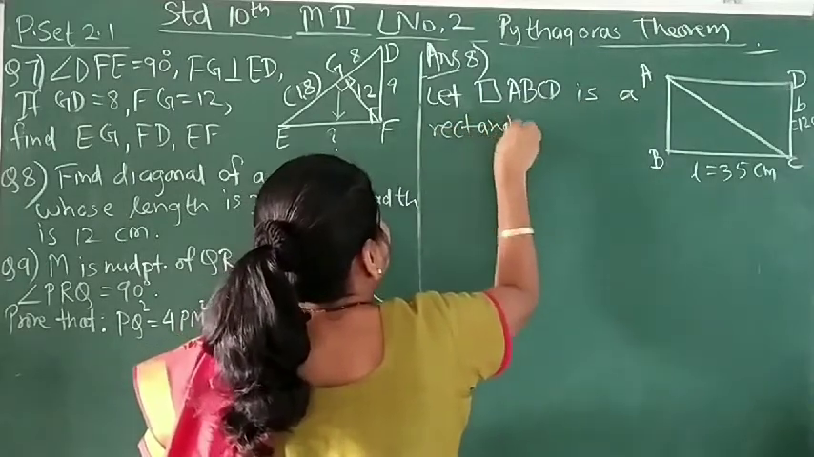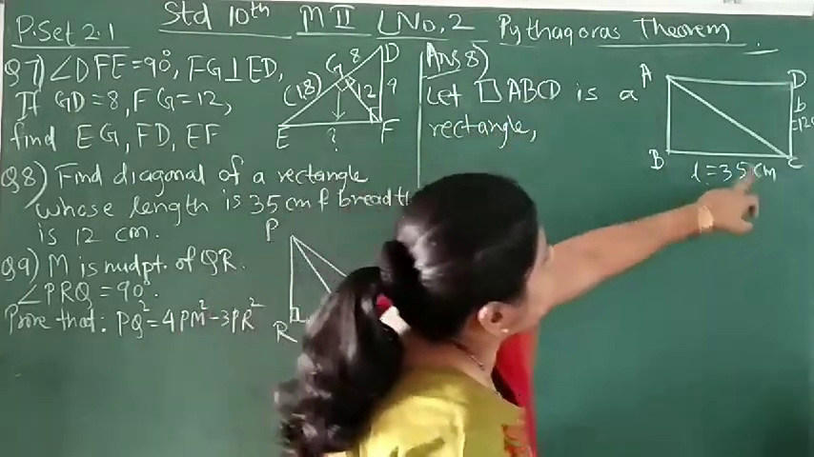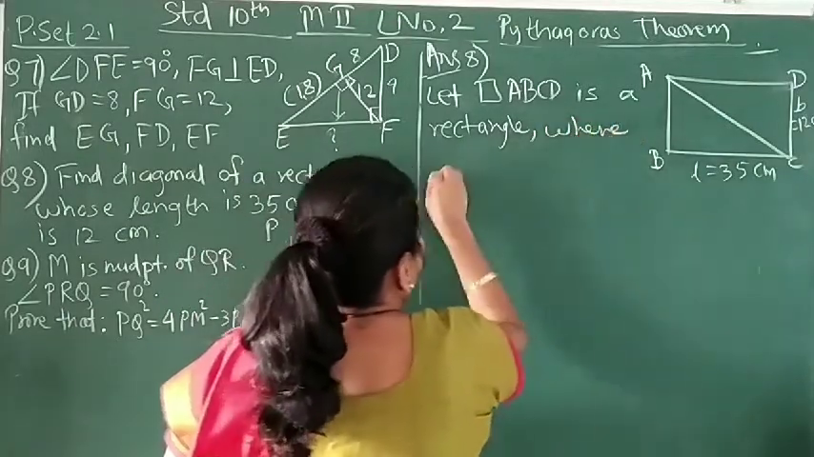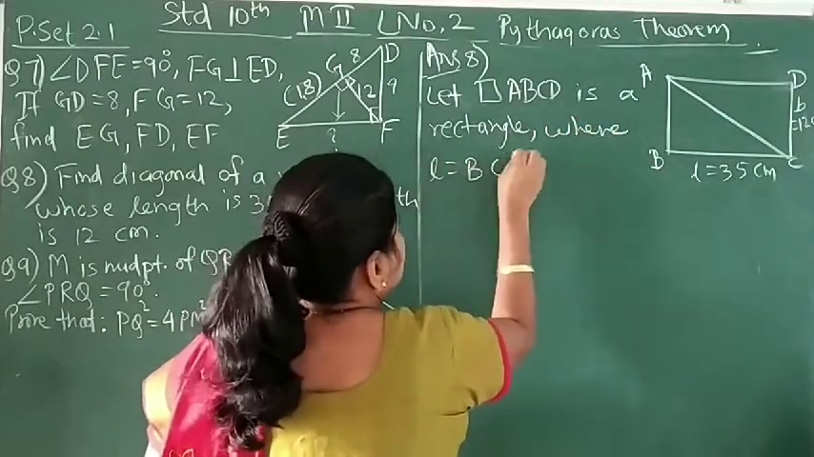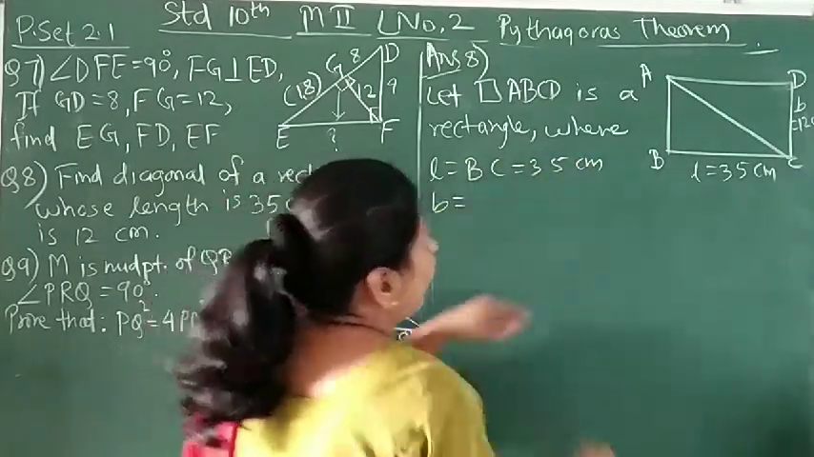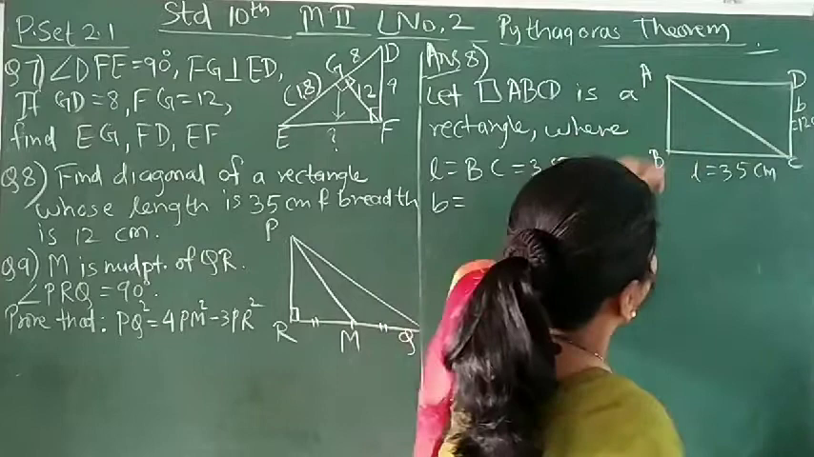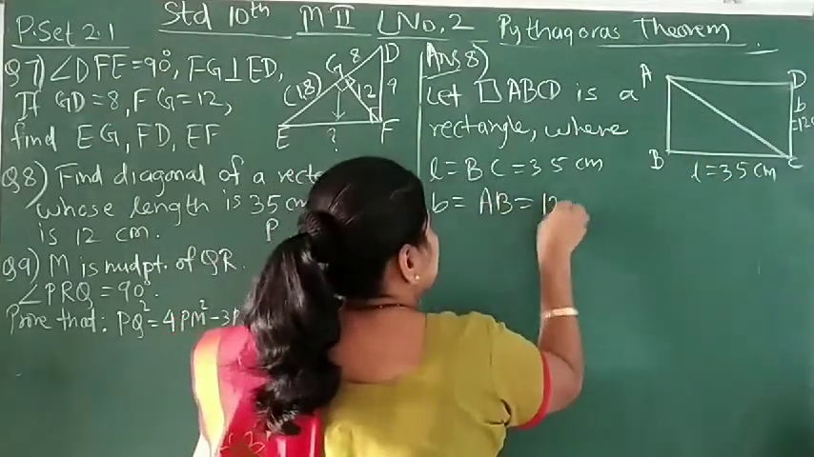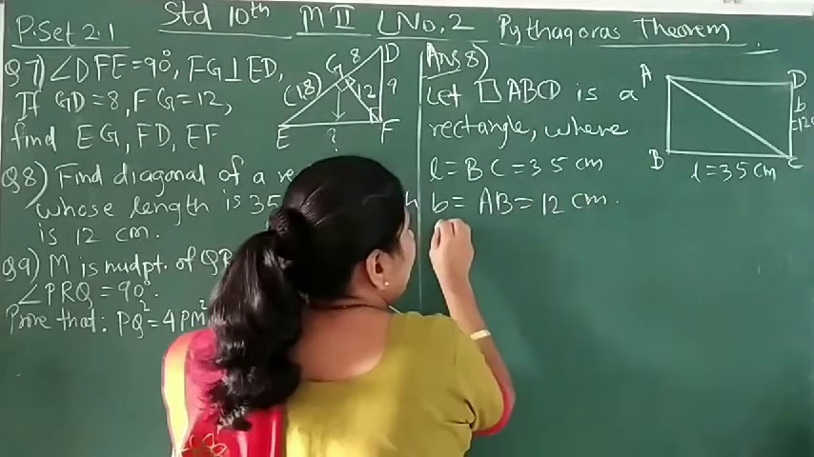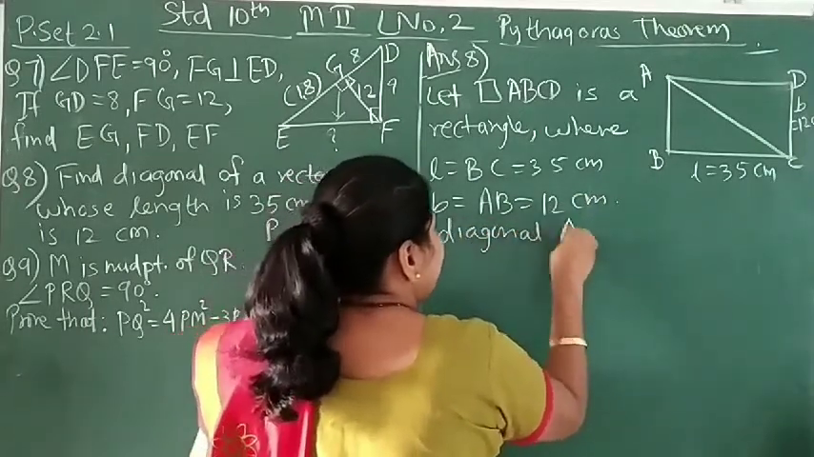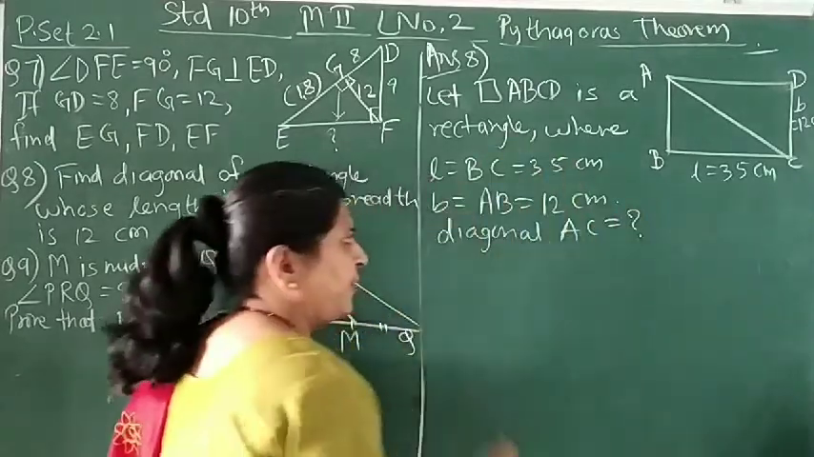Where the length is given as BC, length BC is 35 centimeter. And breadth AB is equal to 12 centimeter. And now we have to find the diagonal AC. Its length we have to find.